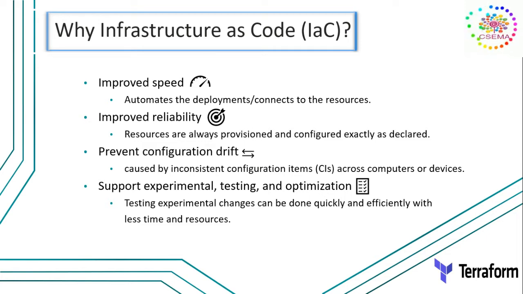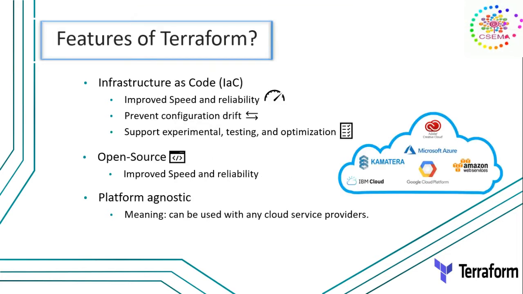Now next, let's take a look at the features of Terraform, and why these features made it more effective and widely used these days. It has all the features of IaC that we just covered, that is improved speed and improved reliability. It also prevents configuration drifts and supports experimental testing and optimization. And in addition to this, it is open source.